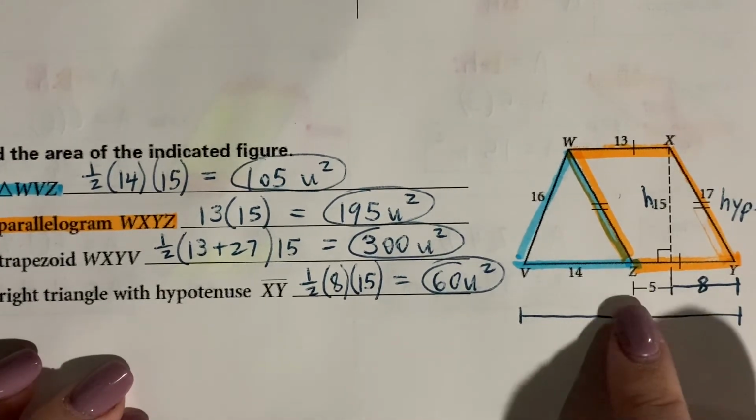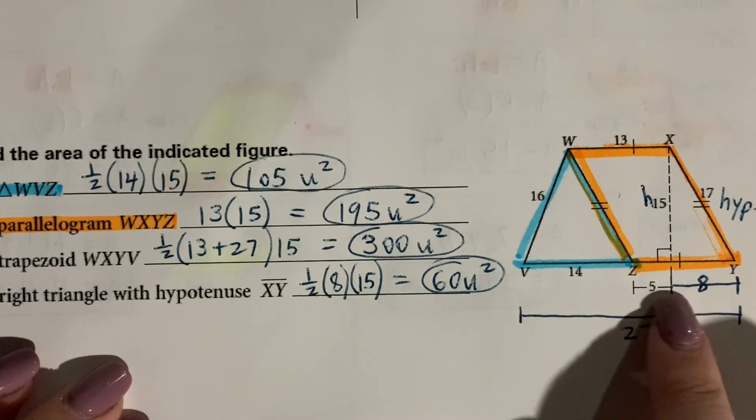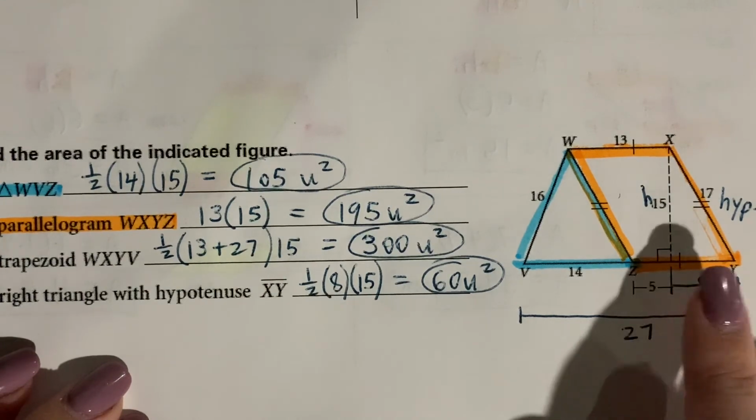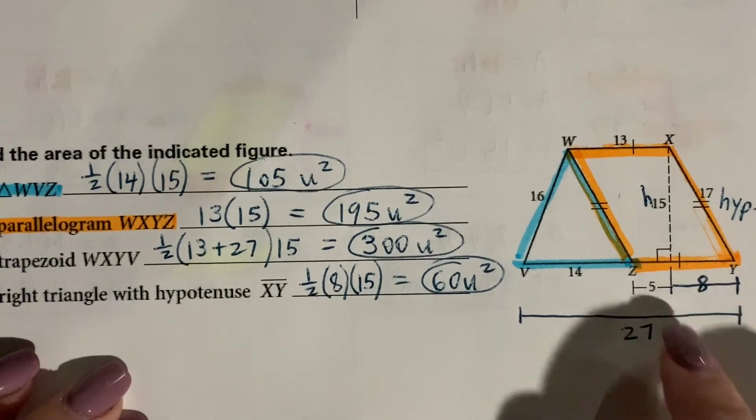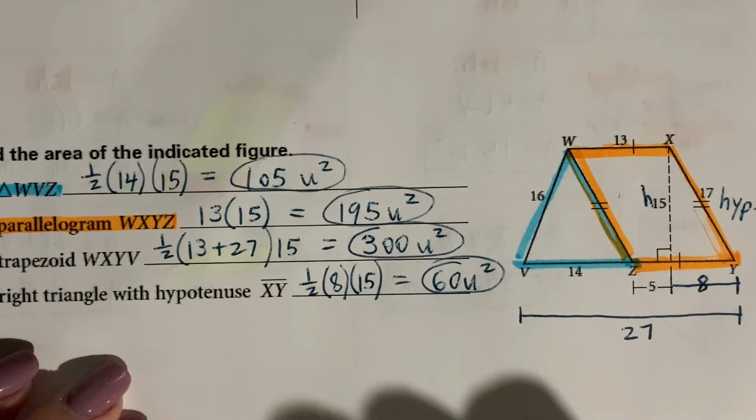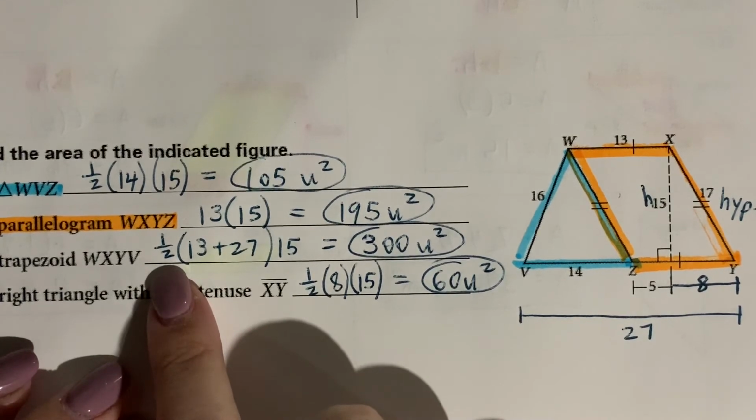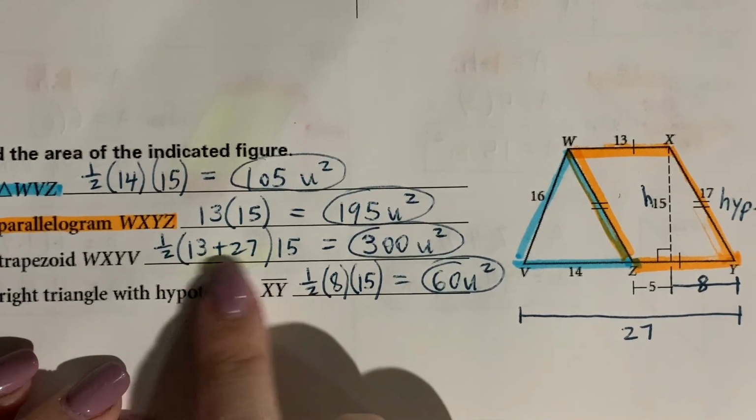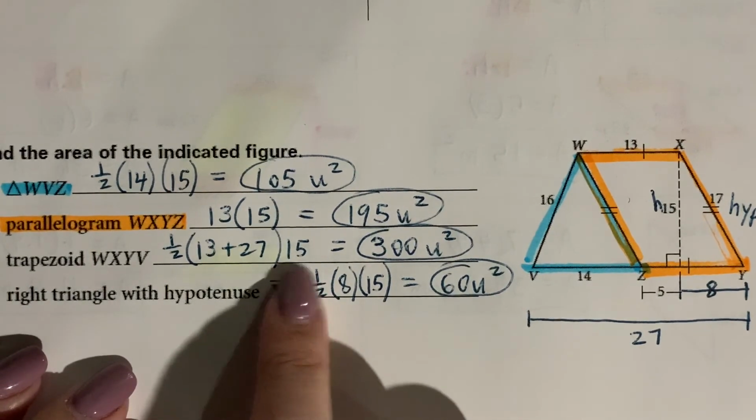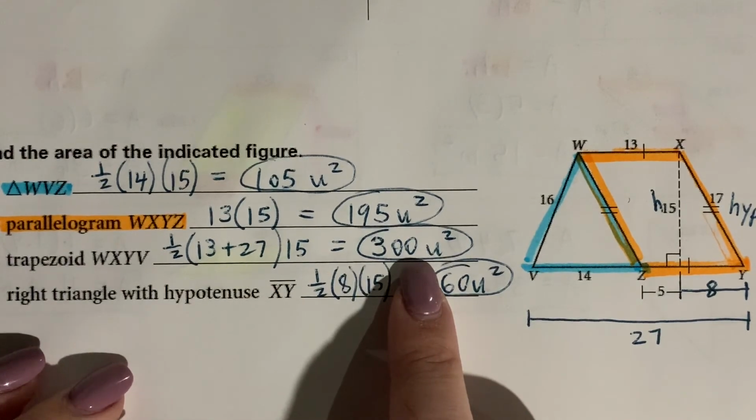But what I did here, just because it will help me in a moment with the next part of my problem, if this little piece was 5, then this piece here was 8, because I could do 13 minus 5 to get 8. So I just labeled it this way instead of labeling it as 13 right there. And so my two bases were 13 and 27. So I'm doing 1/2 times my two bases, base 1 plus base 2, so 13 plus 27, times my height. Make sure you type it in your calculator just like this. And I get 300 square units.